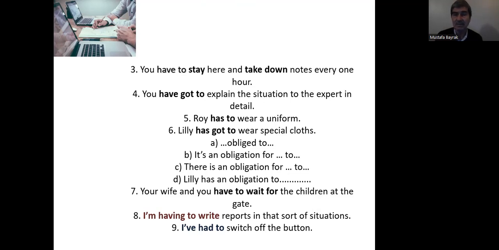Seventh example sentence: you and your wife have to wait for the children at the gate. This is an external obligation. Eight, I am having to. So we also make it continuous like this: I am having to write, or I was having to write, I will be having to write, I will have to write. But for now, I am having to write reports in that sort of situation.